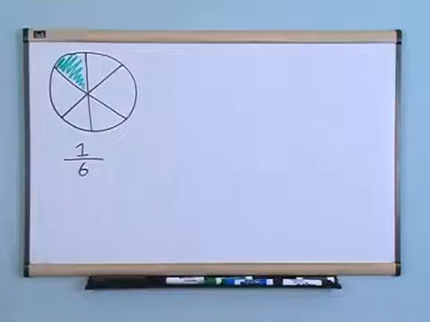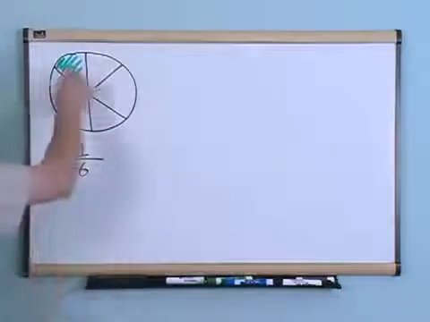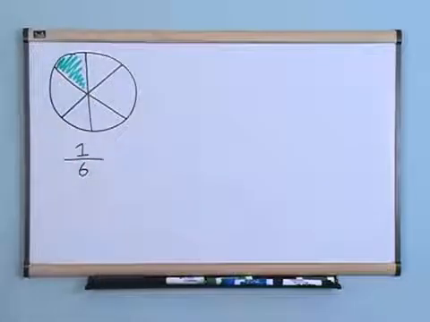It's just a fraction. It's just telling you that you don't have a whole pie, you have 1/6 of a pie, one piece out of 6 pieces. So you don't have a whole pie, you just have a piece of a pie.